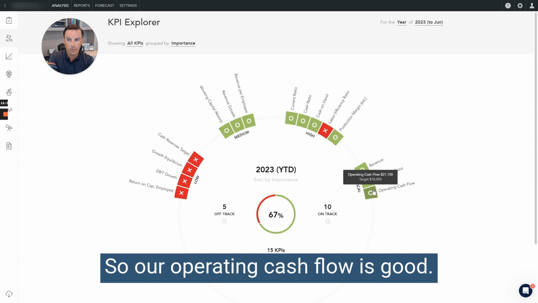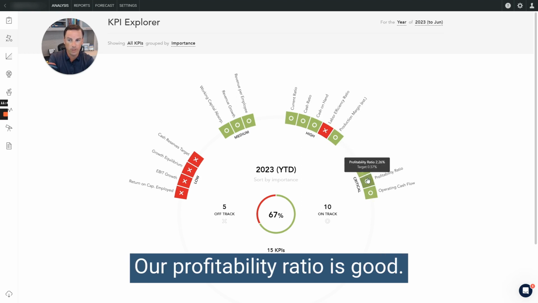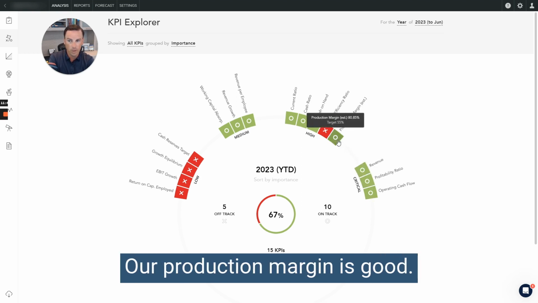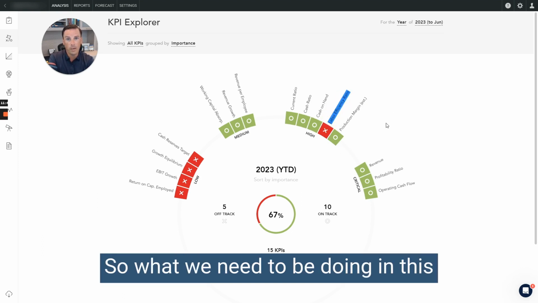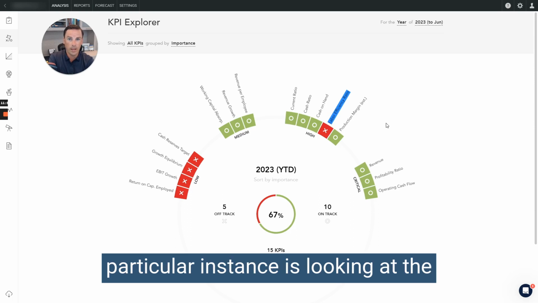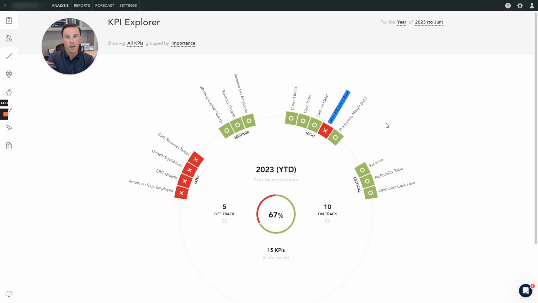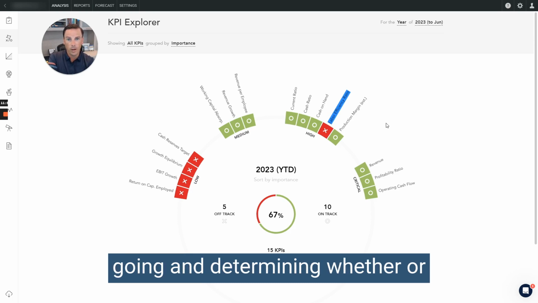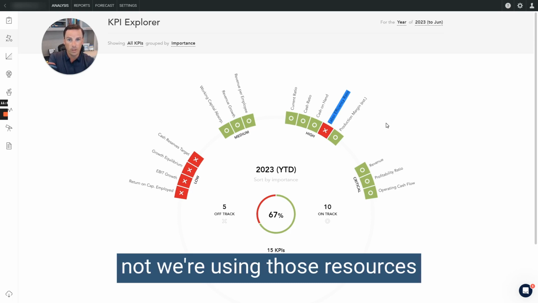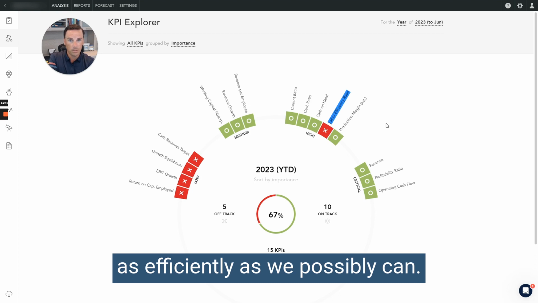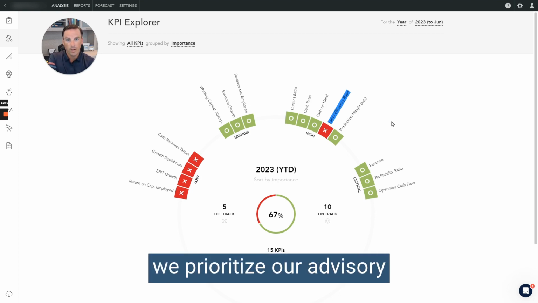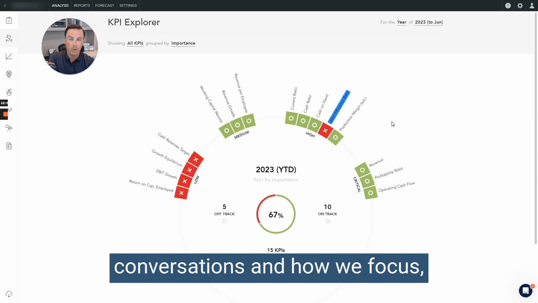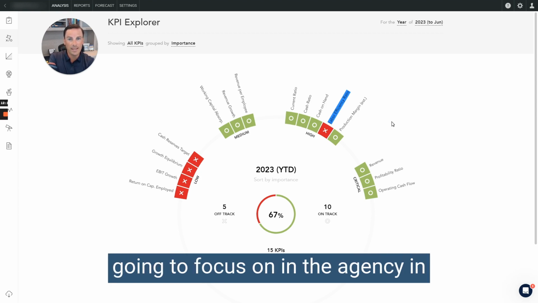So our operating cash flow is good, our revenue is good, our profitability ratio is good, it's being managed well this year, our production margin is good, that's great. Our labor efficiency ratio, not good. So what we need to be doing in this particular instance is looking at the people that we have in the business, where our payroll expenses are going, and determining whether or not we're using those resources as efficiently as we possibly can. So that is how we use the KPI Explorer, and that is the way that we prioritize our advisory conversations and how we determine what we're going to focus on in the agency in order to drive the agency forward.